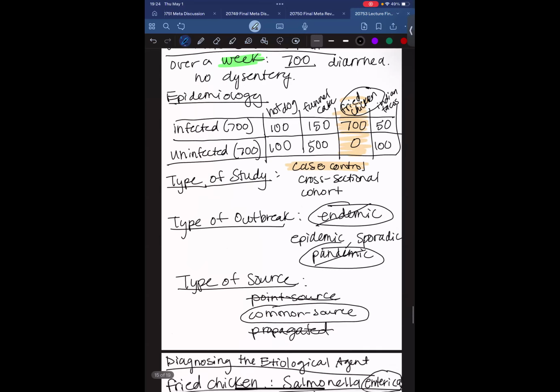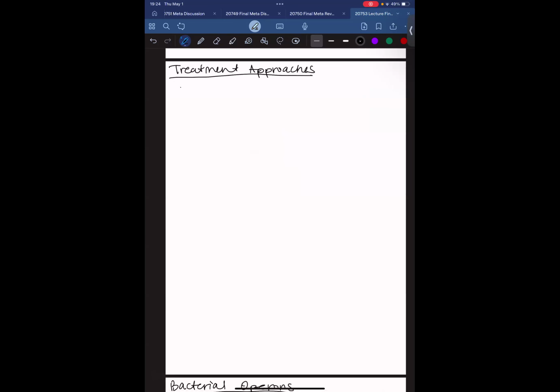All righty. So for our treatments for this, this is, again, Salmonella enterica, which is gram negative. So this is a bacteria, right? What drugs do we use to treat bacterial infections? Antibiotics.